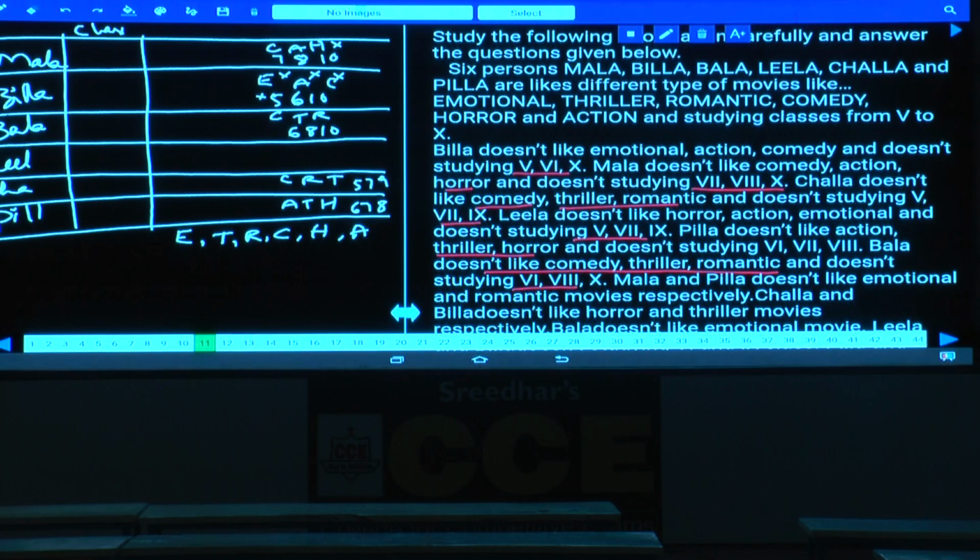Mala and Pilla do not like emotional and romantic respectively. So Mala does not like emotional, and Pilla does not like romantic. Now this emotional is ruled out, and Pilla does not like romantic as well.